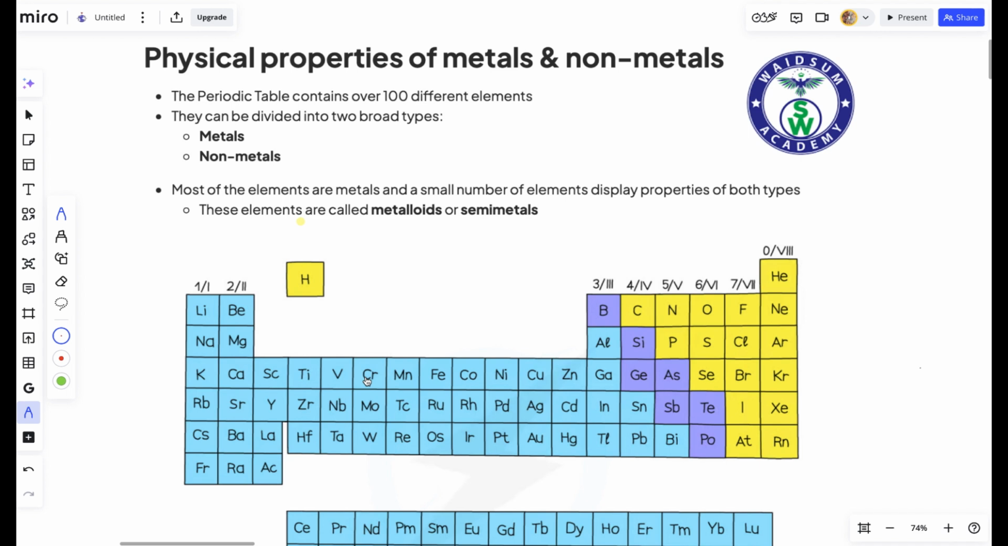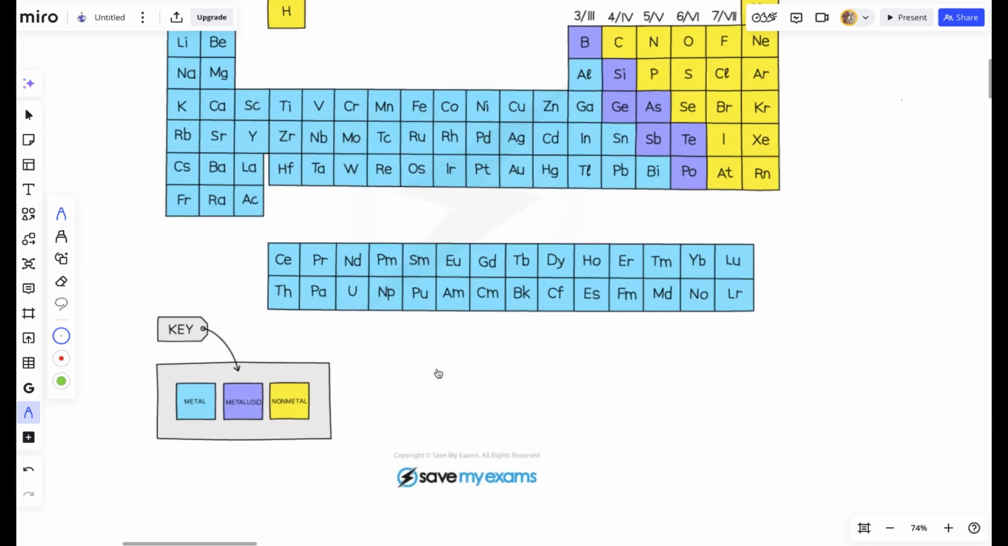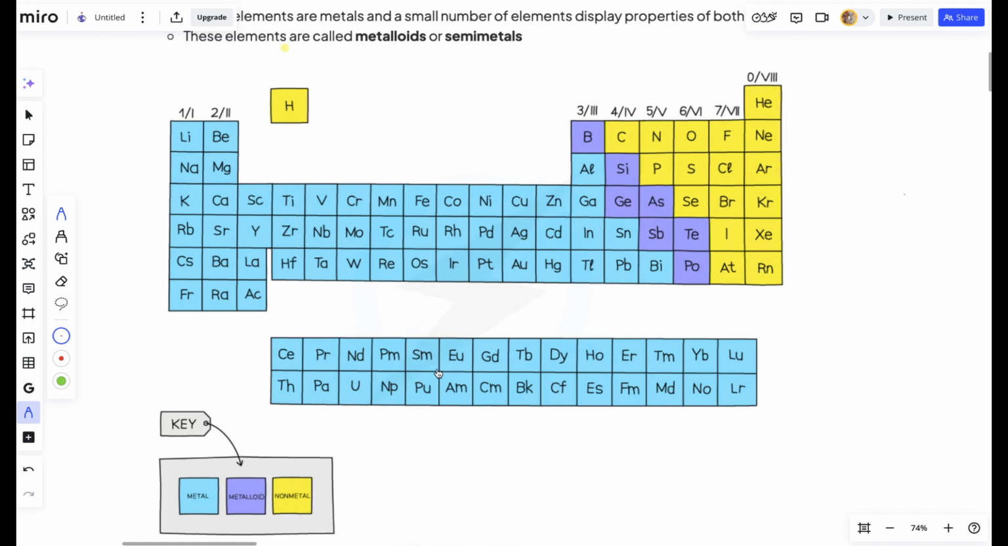They are used as a catalyst. They form colored compounds, and they form variable oxidation states. They form variable oxidation states. So we need to have this idea at the back of our mind for metals and non-metals, and we need to understand how the periodic table is formed.